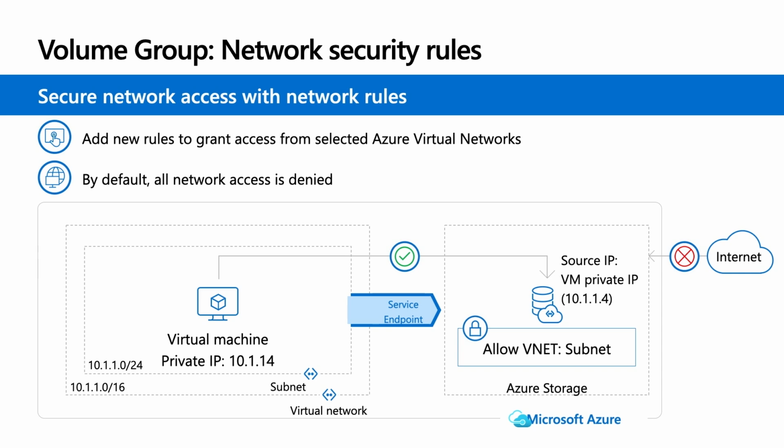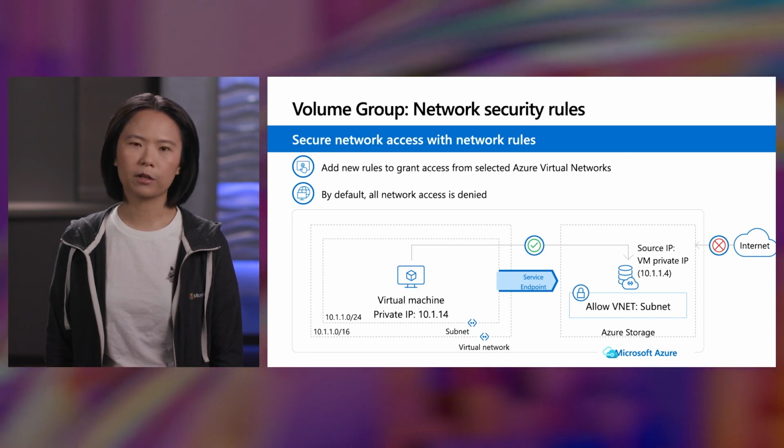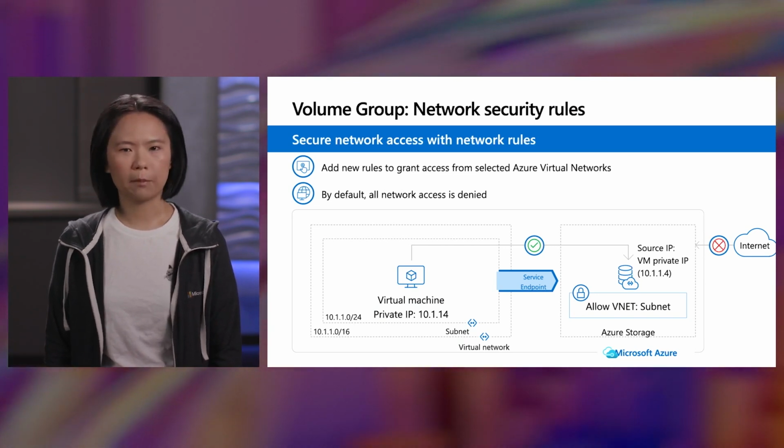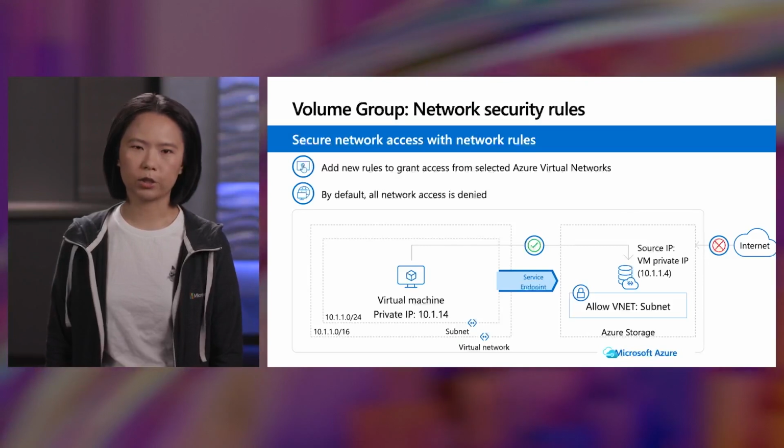If you're familiar with the network security settings on an Azure Storage account, this is similar to enabling your account for public network access from selected virtual networks. This is a required step to unblock iSCSI connection to a volume.